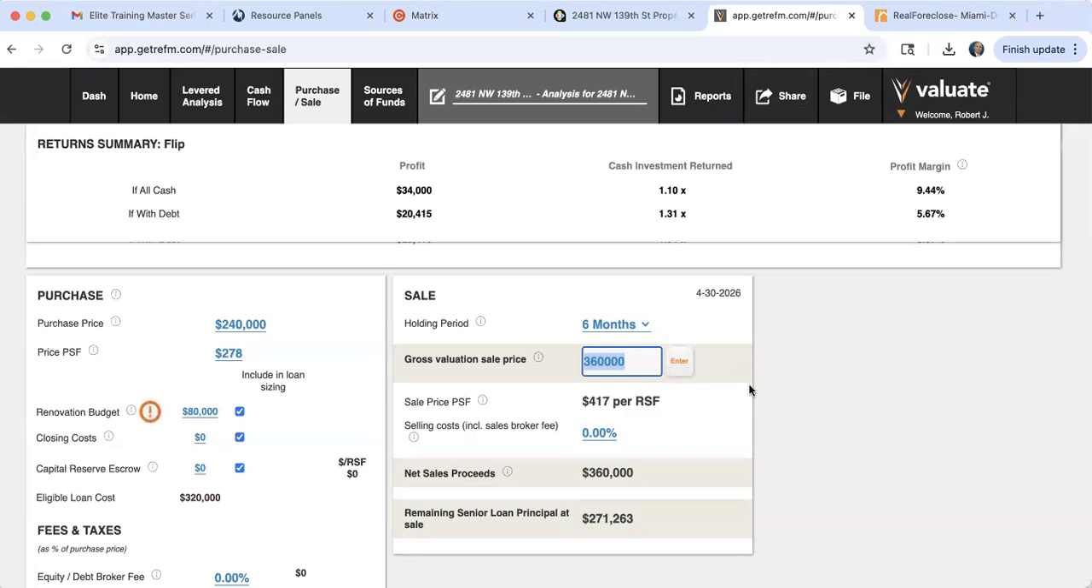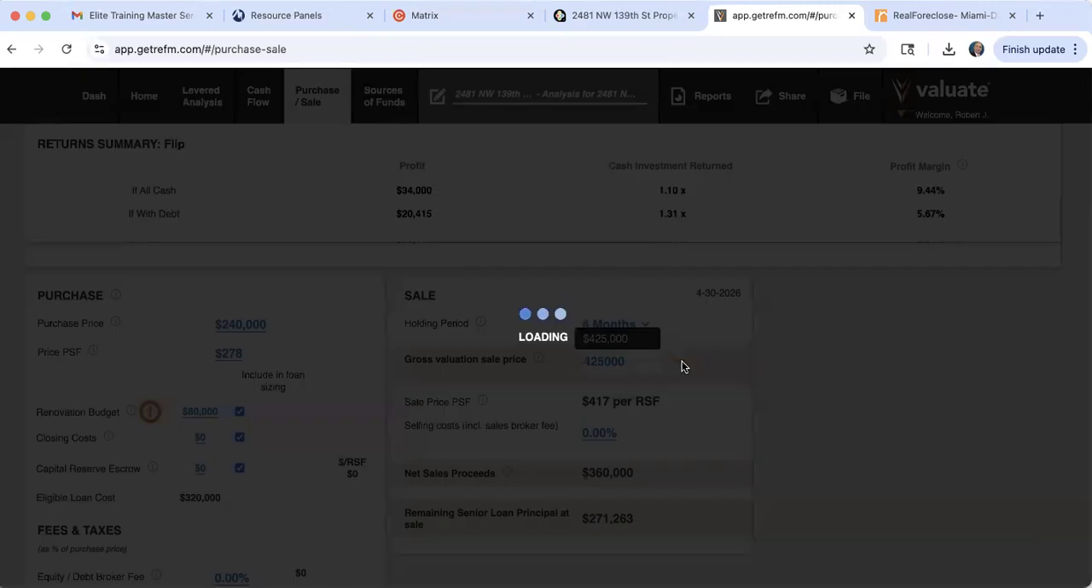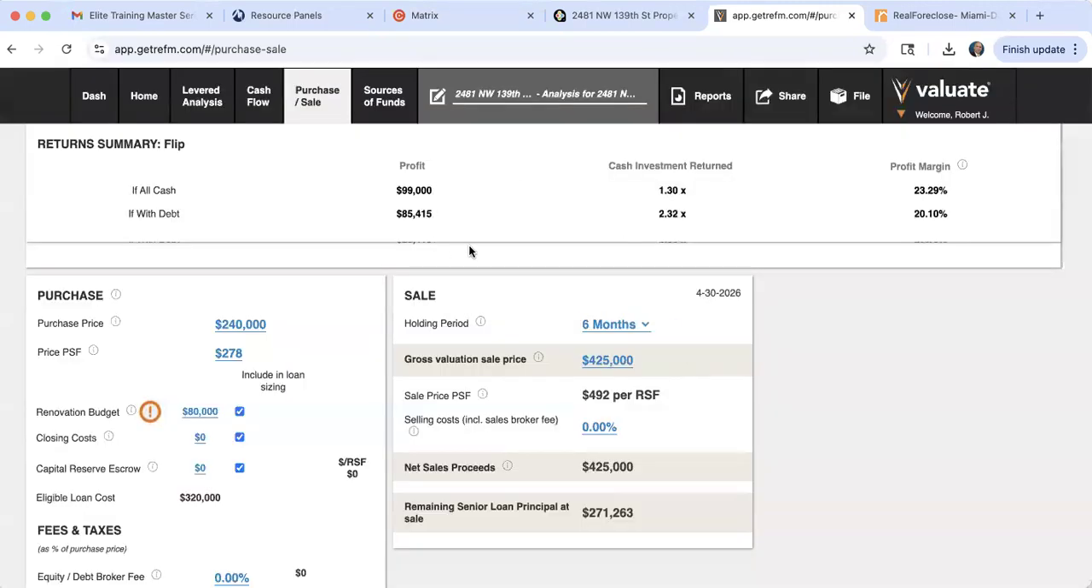If you guys remember when we went to IMAP, we did a comp analysis on the property and it told us the highest possible value is 450,000. Now, let's not go too much. Let's go 425. Let's say that we sell it for 425. Okay? I want you guys to pay attention up here.